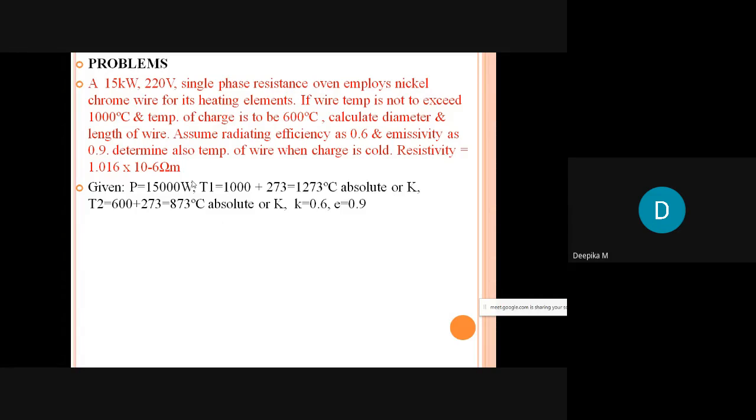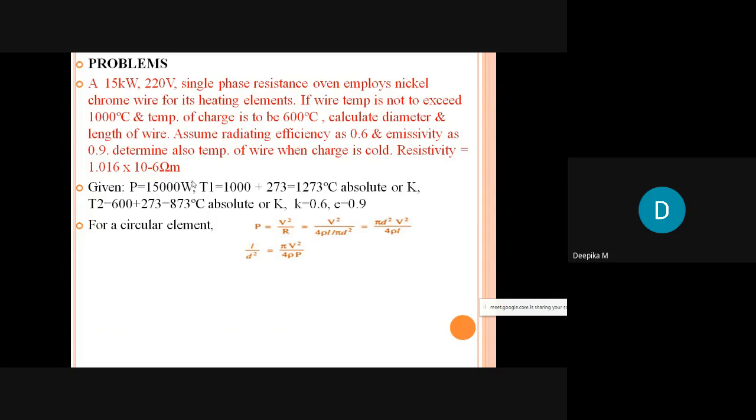The temperature of the charge is taken as T2, and its temperature is 600 plus 273, which gives us the value 873 Kelvin. And K, the radiating efficiency, is 0.6, and the emissivity is 0.9. So this is the given data. And for a circular element, we have derived this in the derivation part. If we don't know the formula, we can easily derive it.